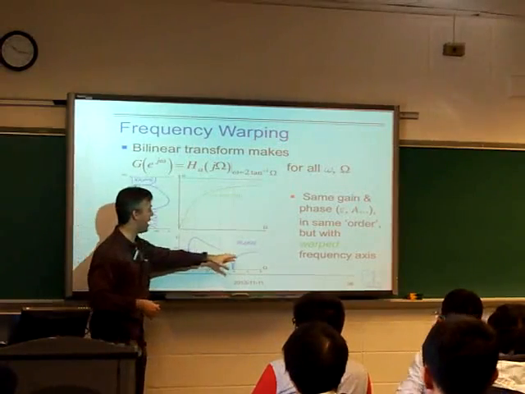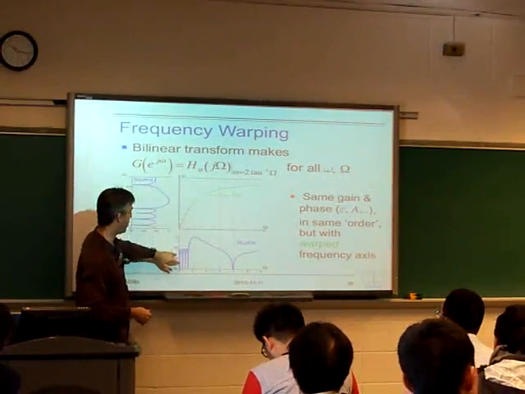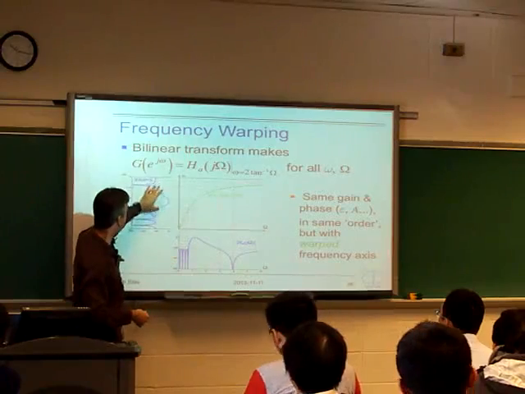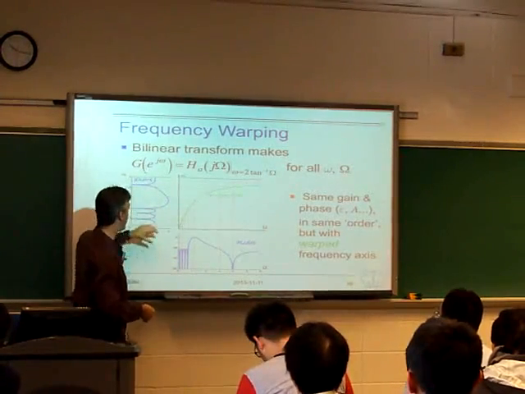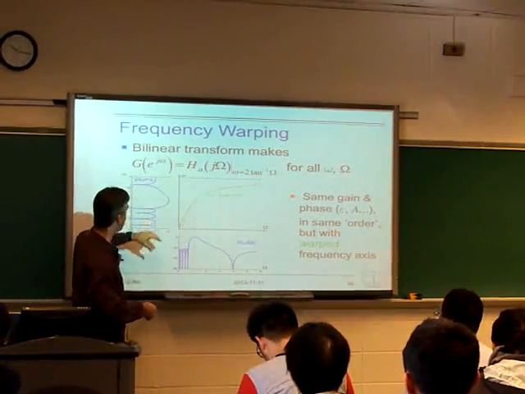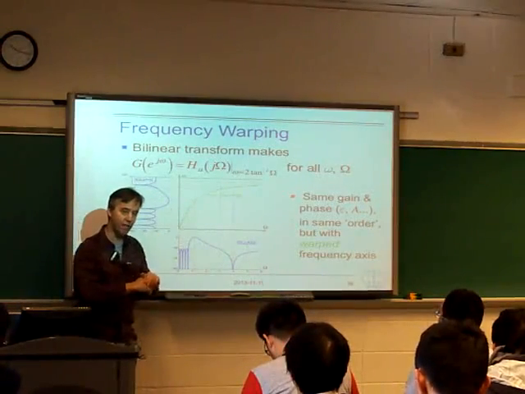So if we start off with a bandpass filter with a 20 dB stop band attenuation and a certain number of ripples, we're going to get a bandpass filter with a 20 dB stop band attenuation and a certain number of ripples. It's just that the actual frequencies will be warped, and they won't even be simply scaled. They're stretched and compressed in different ways.